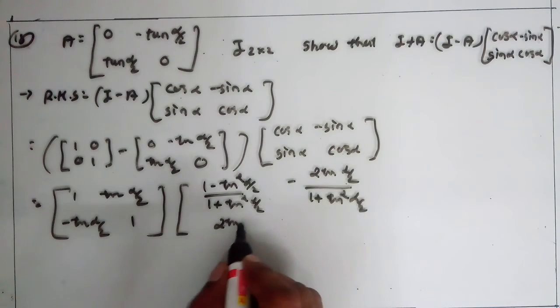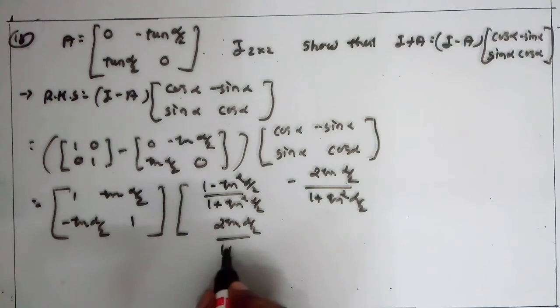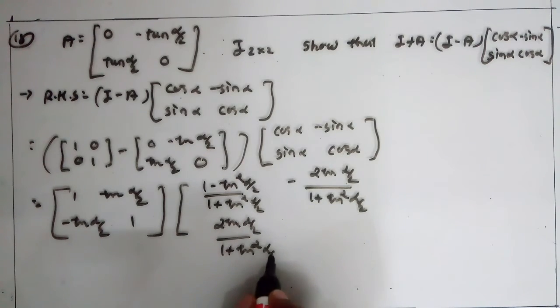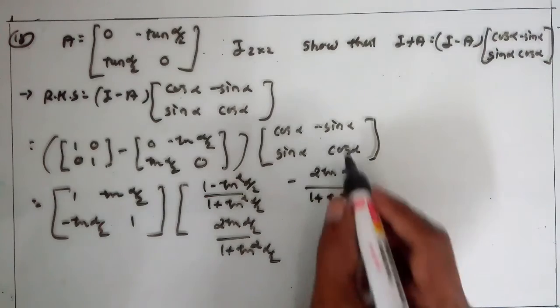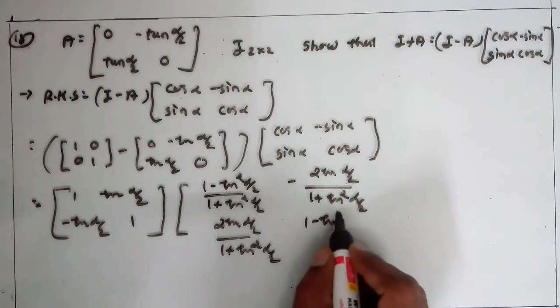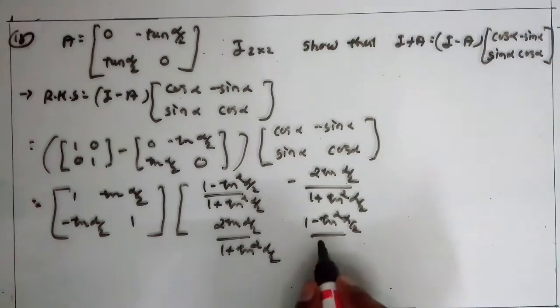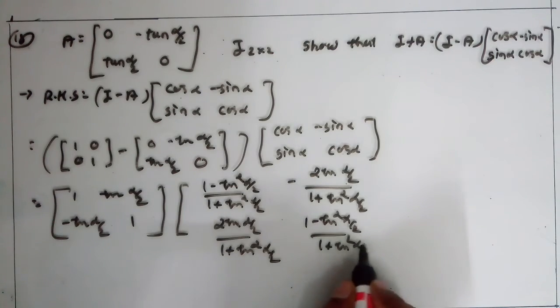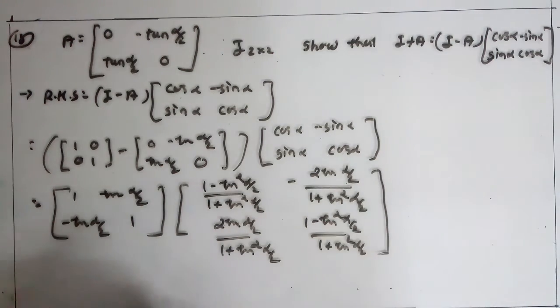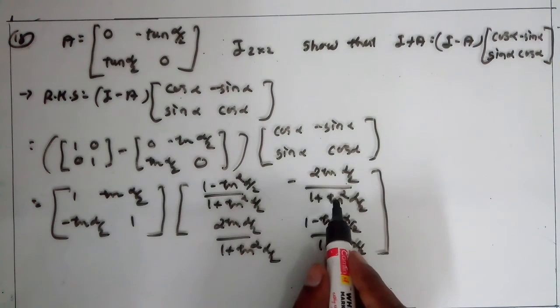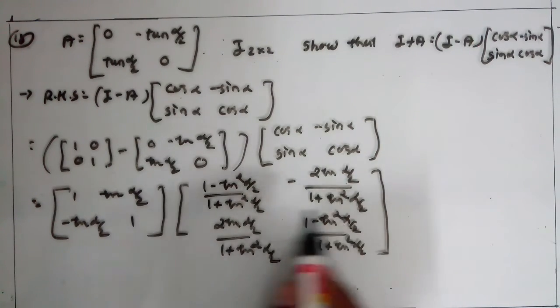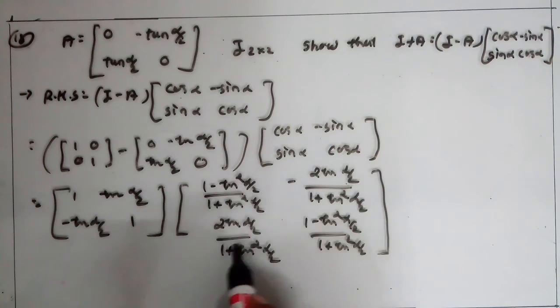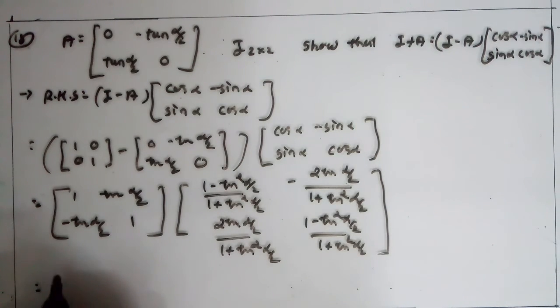Here 2 tan alpha by 2 upon 1 plus tan square alpha by 2. Clear? Cos alpha is 1 minus tan square alpha by 2 upon 1 plus tan square alpha by 2. Clear this? Now from the second matrix, take the common term 1 upon 1 plus tan square alpha by 2 outside. Clear?